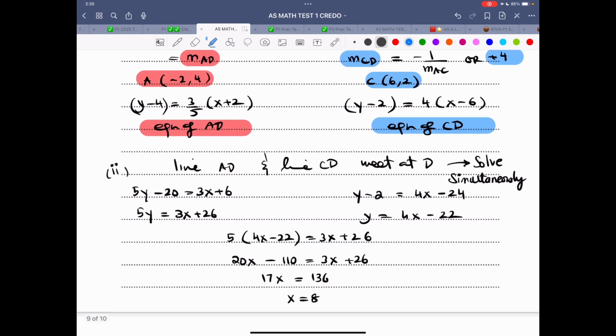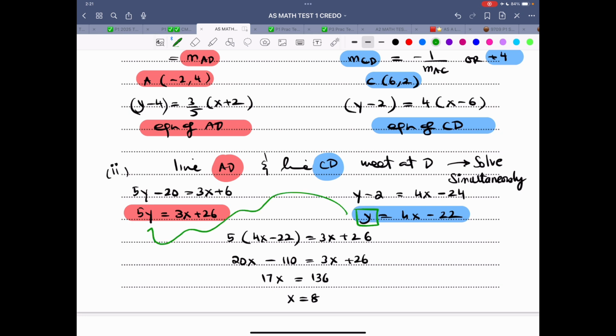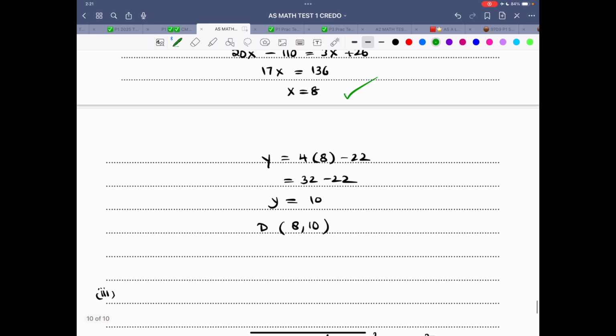These two lines, CD and AD, meet at D, so solve simultaneously. For this, I have to expand the equation. The blue equation is CD and the red equation is AD. I have made y the subject and inserted it over here. You find the value of x, which is 8, and the corresponding value of y is 10. Therefore, the coordinates of D are (8, 10).